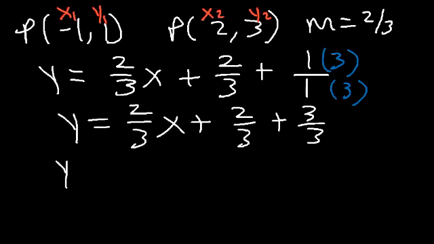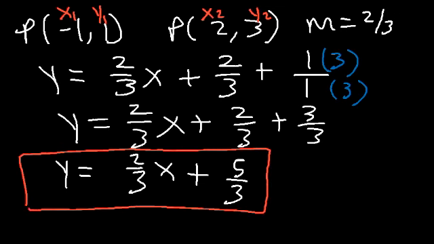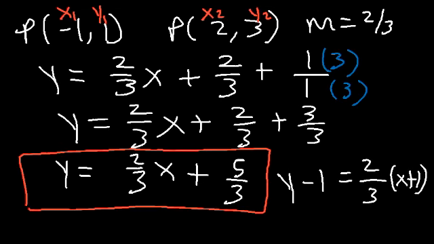Now the last thing we need to do here is add 2 over 3 plus 3 over 3. 2 plus 3 is 5, so it's 5 over 3. This is the equation in slope-intercept form. And I forgot to mention that we had the equation in point-slope form. If you rewind the video, it's y minus 1 is equal to 2 over 3 times x plus 1. We had that earlier, but this is the equation in point-slope form.